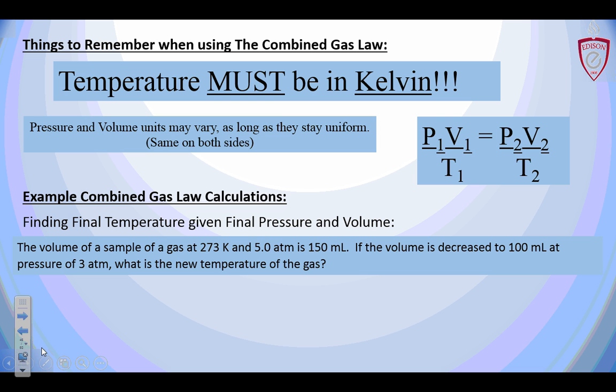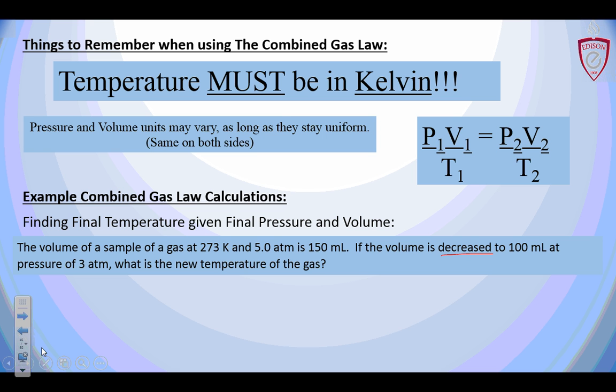You need to write this problem down while we solve it. It says the volume of a sample of gas at 273 Kelvin and 5 atmospheres of pressure is 150 milliliters. If the volume is decreased to 100 milliliters at a pressure of 3 atmospheres, what is the new temperature of the gas? Mr. Milks is going to box up and label all the variables that we already know.